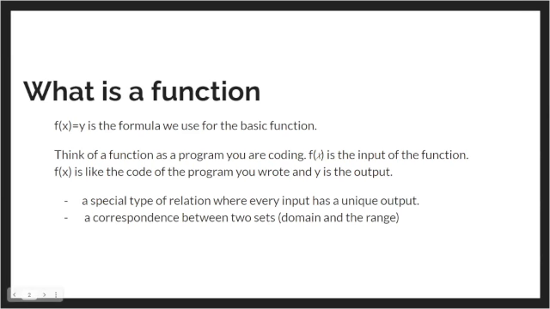A special type of function. A function is a special type of relation where every input has a unique output. For example, if f(x) was equal to 1 and f(x) was equal to 2, both of them would have a different output. A function is also a correspondence between two sets, the domain and the range.